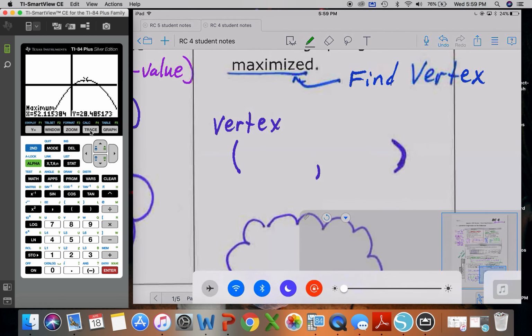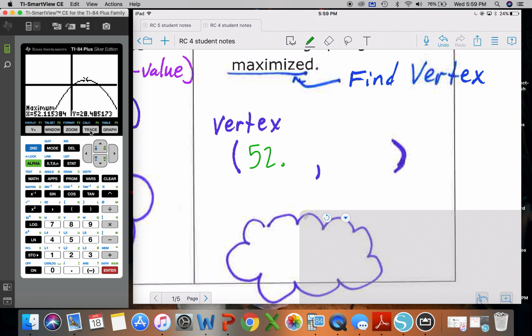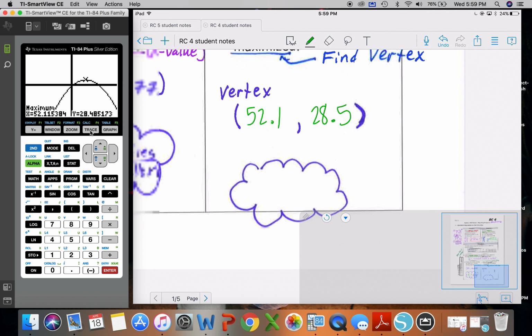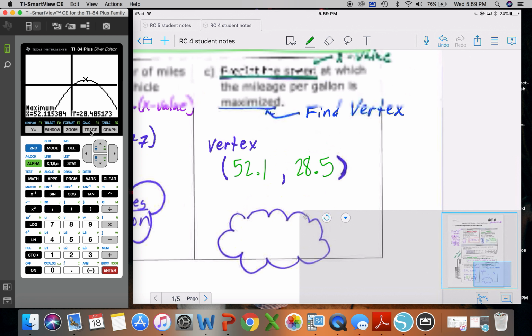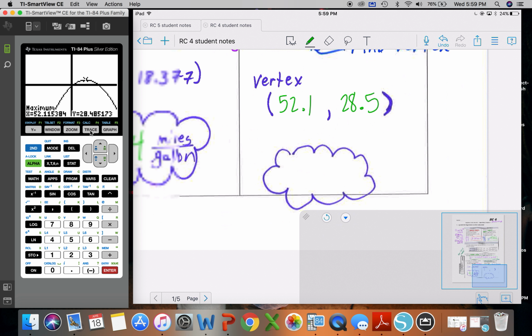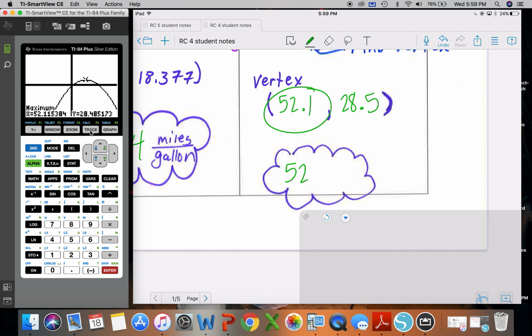So my maximum is like 52.1, 28.5. Now again, they've asked me for the speed, which is my x value, so my speed is 52.1 miles per hour.